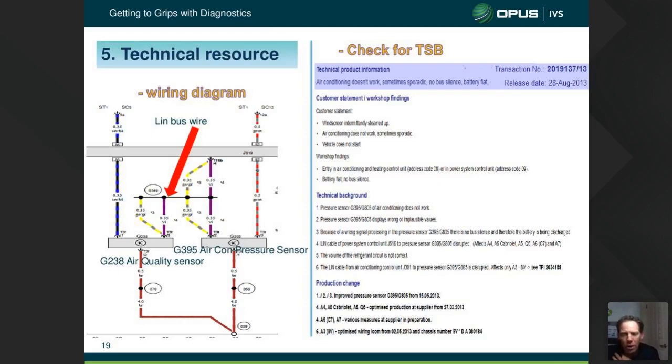If we have a look here, it's quite interesting. So LIN, local interconnect network, is a master-slave system. And they both come up to this T piece and then across there. Now, if we lost communications, which according to the TSB we did, there might be a problem in this circuit. Now, it looks here, production change. They've actually improved the pressure sensor, optimized production, various measures, supplier, optimized wiring loom. So they've made a change to the wiring loom from a particular vehicle onwards. And that corresponds with our fault in this vehicle.